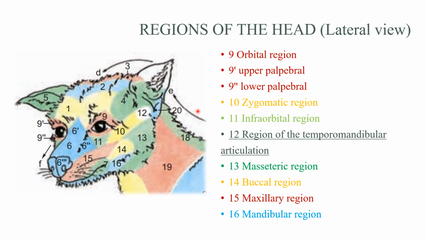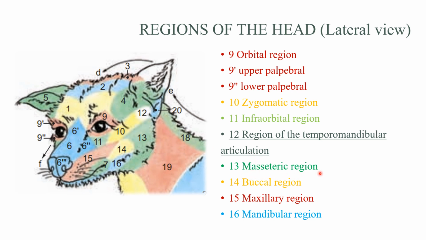Now the zygomatic region, number 10 in yellow. You can think of it as the cheekbone, because zygomatic will also be mentioned later on in the skull as one of the bones. Infraorbital region is the area right below the eye. You can remember it as the place on your face where you put on concealer. Okay, region of the temporomandibular articulation, which is right here. This is the part where the temporal bone connects to the lower jaw or mandibula.